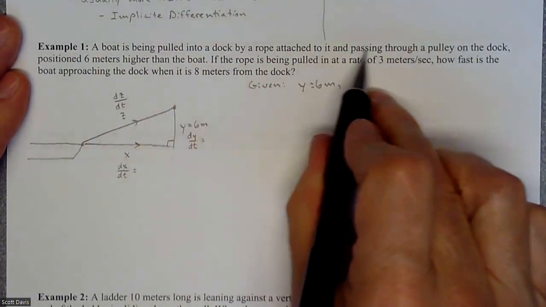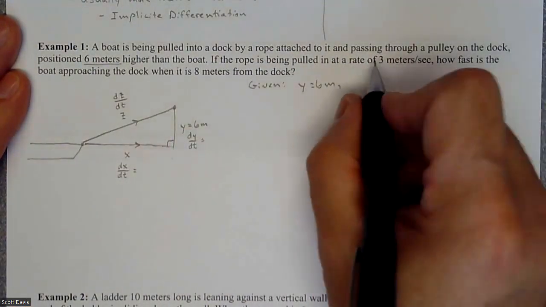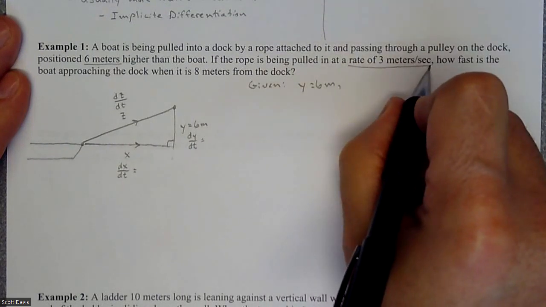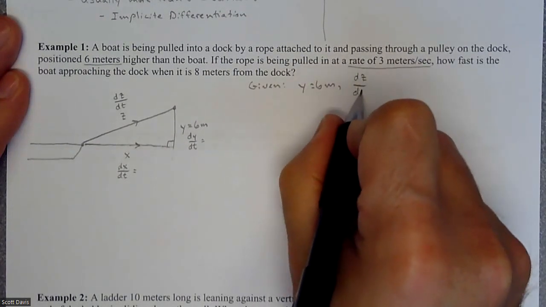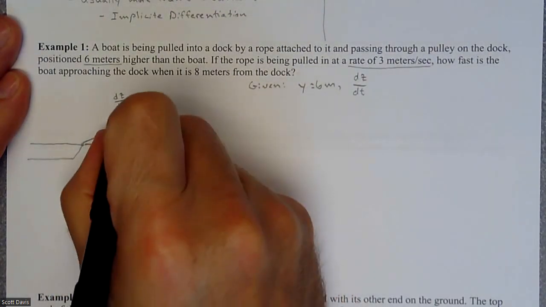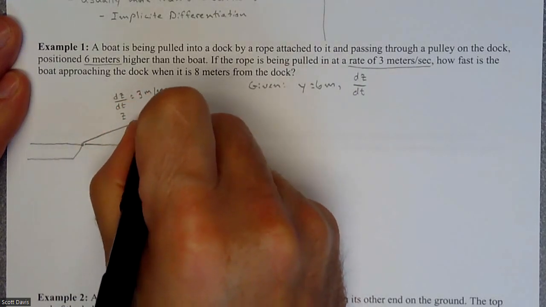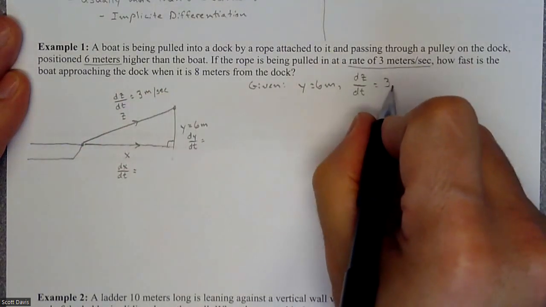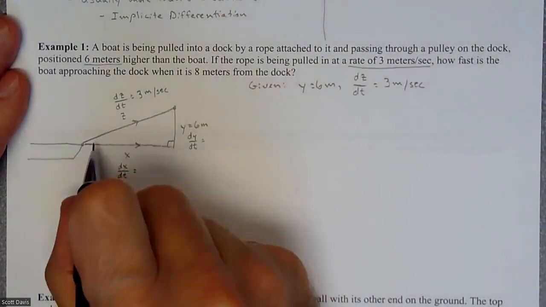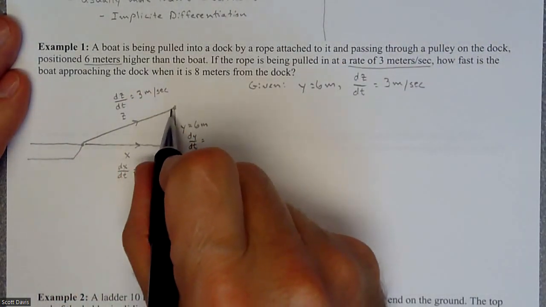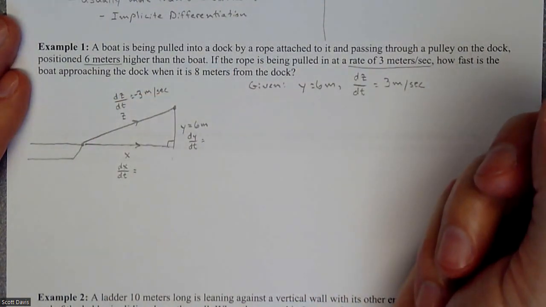Okay. Let's see. We're 6 meters high. So we have that. It says the rope is being pulled at a rate of 3 meters per second. So we are given dz/dt. So we're given the rate, and that is going to be equal to 3 meters per second. Now, what we're going to add to this is that, yes, that rate is 3, but it's also a shrinking distance. So our rate is shrinking the distance. So we're going to give it a negative rate, right?